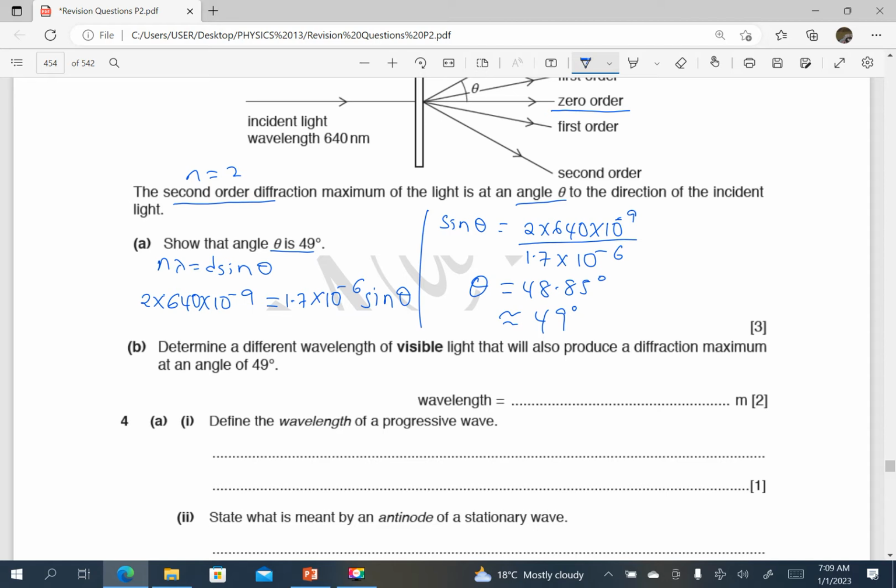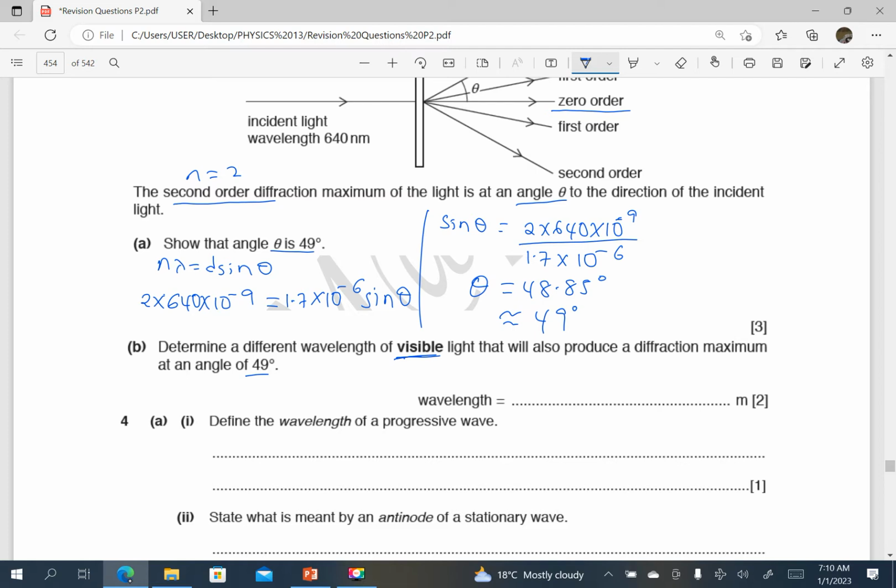Determine a different wavelength of visible light that will produce a diffraction maximum at an angle of 49 degrees. The word visible is made even clear. So it means the angle has not changed.